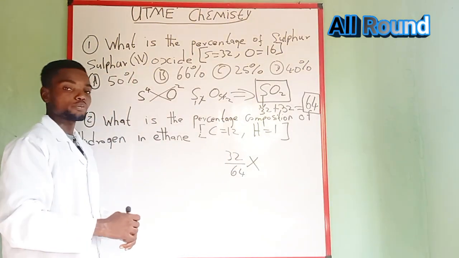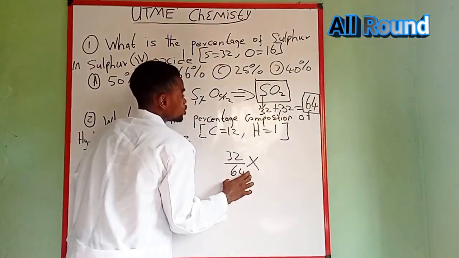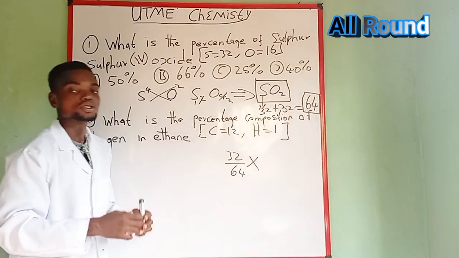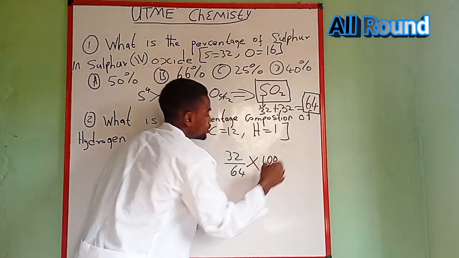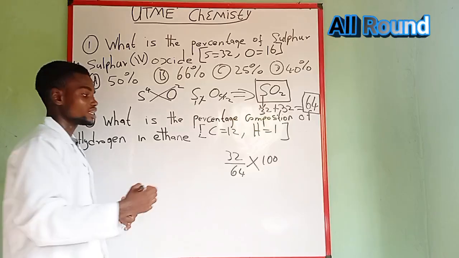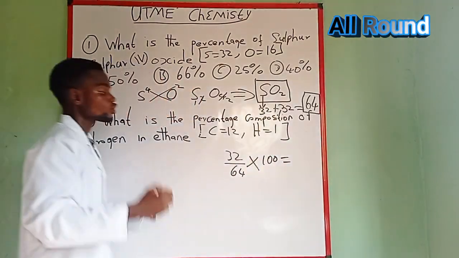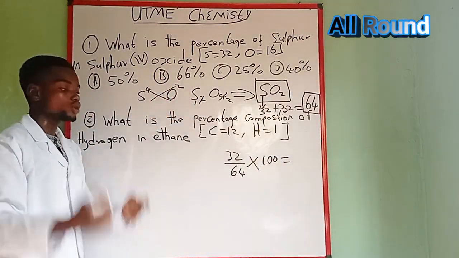At the same time, you multiply it by 100, because we are looking for the percentage. If you only divide, you are going to get just the mass of sulfur involved. But when you multiply by 100, you are getting it in percentage. This further is going to give us our answer.